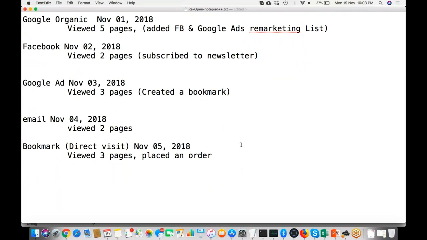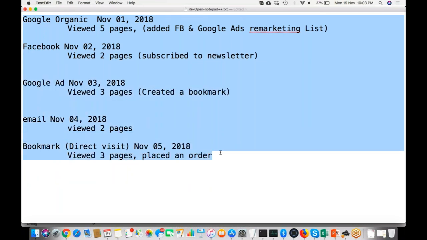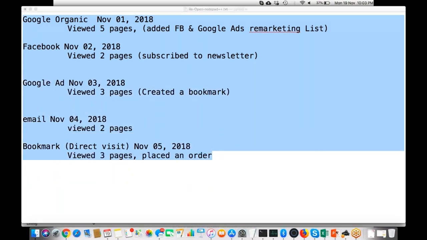Now you tell me, my question to you: will you give the credit of this conversion to Google Organic, or Facebook, or Google Ad, or email, or direct visit? Which channel should be given the credit of this conversion? Is my question clear to everyone?